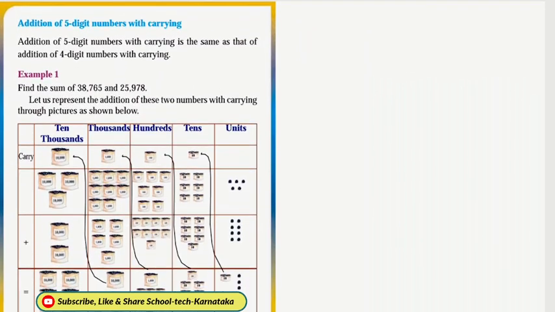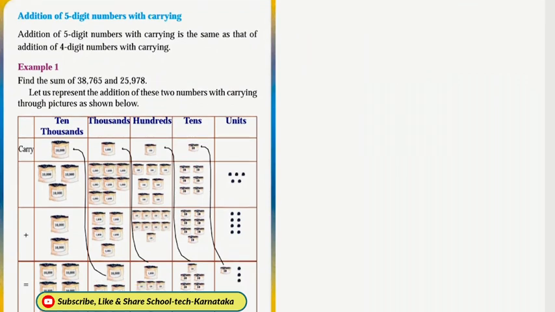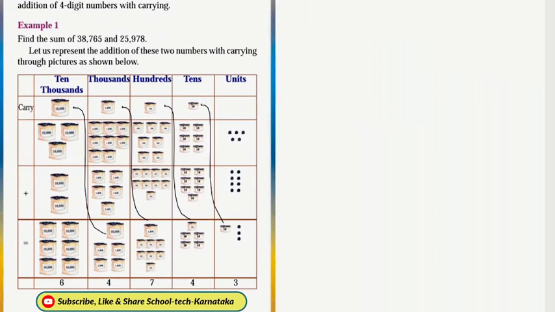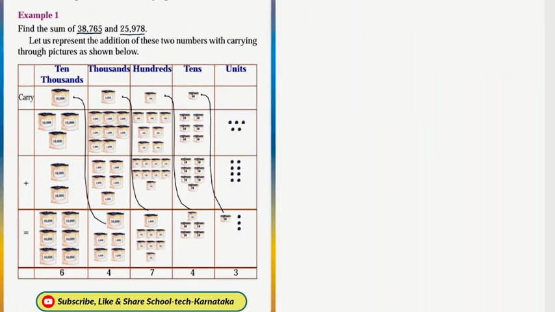So until now we were solving the addition of 5-digit numbers without carrying. So let's have a look at the addition of 5-digit numbers with carrying. So how do we do that? It is same as that of the addition of 4-digit numbers with carrying. So let's see what we have at example 1. Example 1 is find the sum of 38,765 and 25,978. These two numbers are represented as shown in the figure here.